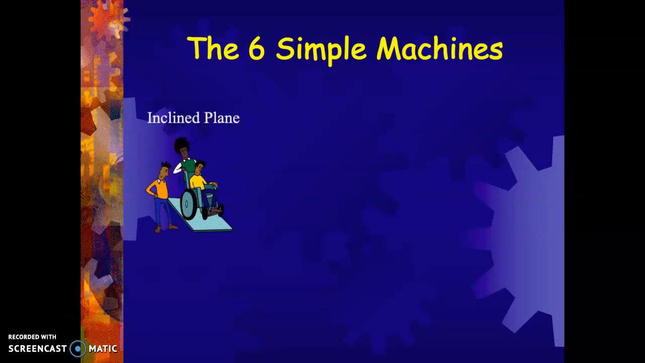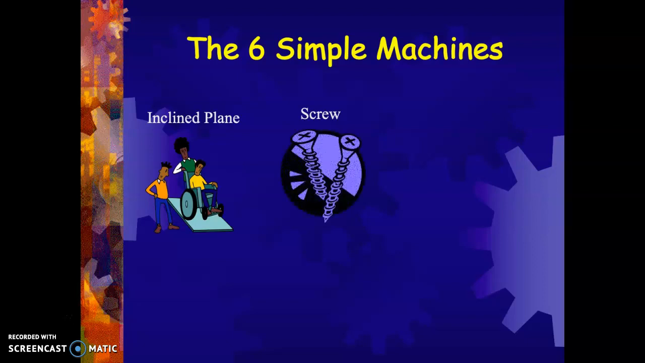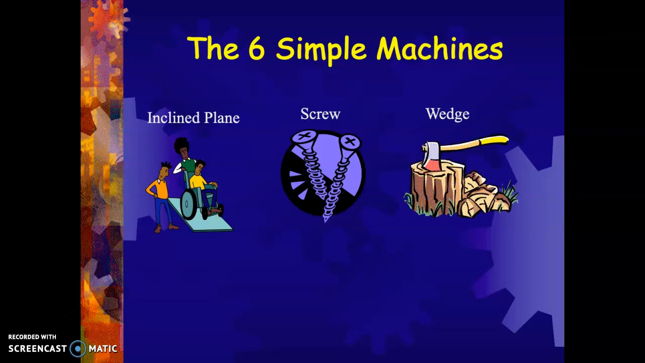The first is what we call an inclined plane, a ramp. The second is a screw. A screw is a special type of inclined plane that wraps itself around a cylinder. Then we have a wedge, which is basically 2 inclined planes put back to back.